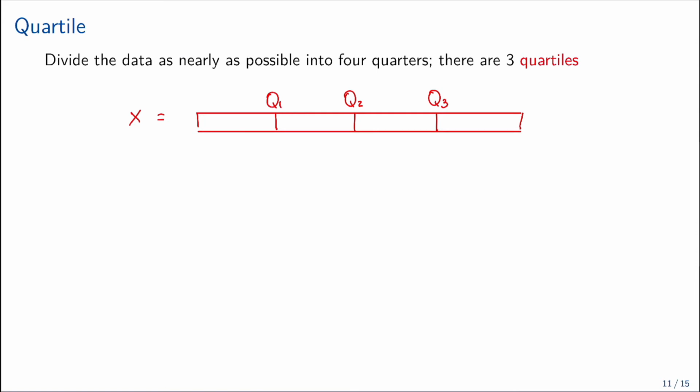So Q2 corresponds to the median, and Q1 will represent the limit in which we'll have 25% of the data. So 25% of the data is in this region, 25% of the data is in this region, 25% of the data is in this region, and 25% of the data is in this region. So we are dividing by 4. That's why it's called quartile. Okay, so Q2 is the median. So Q2 is equal to the median.